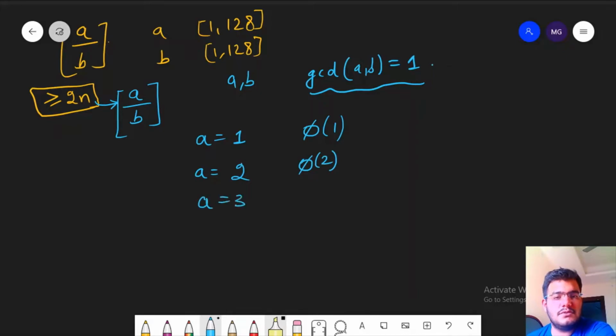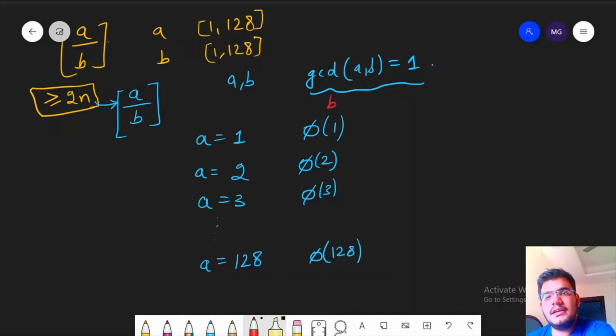Similarly, if A is equal to 3, then we can have phi of 3 as the distinct possible values of B such that their GCD comes out to be 1, and maximum we can go up to A's value of 128. Now in this particular case, the number of distinct possible options for B will be phi of 128. But if you see in this particular case, the value of B is always considered less than or equal to A, because that is the range that phi covers. Now there could be another way around.